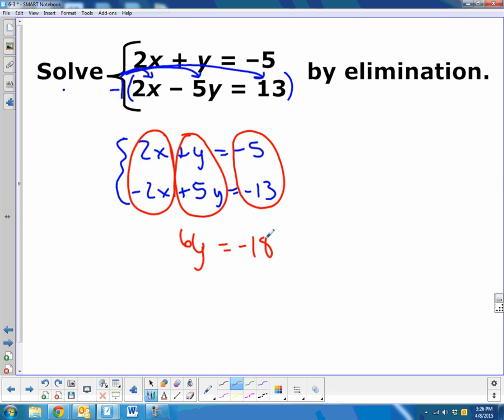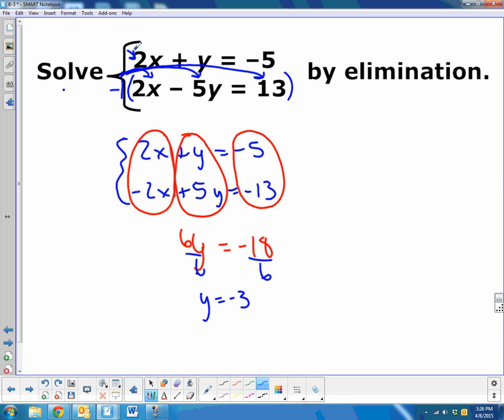Now I have one equation with one unknown. Those x's eliminated. And so I can solve for y. I divide both sides by 6 and get that y equals -3. Now I can choose any of the equations I have, pretty much. I've got three equations to choose from. We'll go with the first one. Why not? The first equation was 2x plus y equals -5.